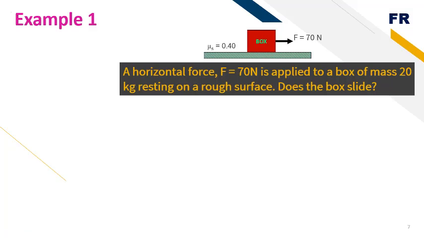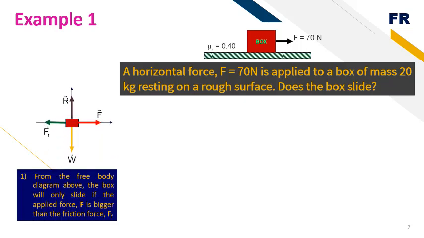Let us discuss example 1. A horizontal force of magnitude 70 Newton is applied to a box of mass 20 kg resting on a rough surface. Does the box slide? Here is the free body diagram of the whole system. We can see that there are 4 forces acting on the box simultaneously: the reaction force R, the pulling force F, the friction force FF, and the weight of the object W.